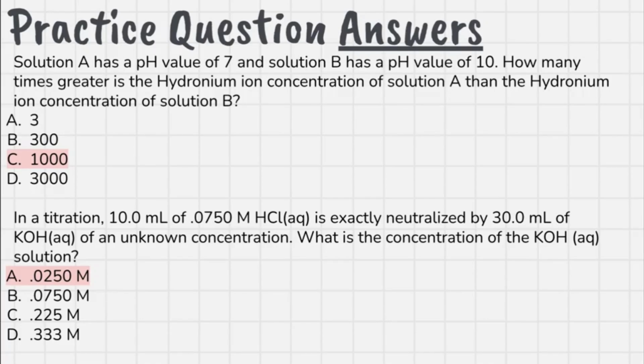So we can set this up as 0.0750 M times 10 milliliters equals the molarity of the base times 30 milliliters. When you do the math, you will find that the molarity of the base is equal to 0.0250 M.